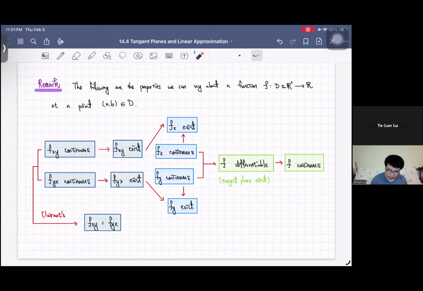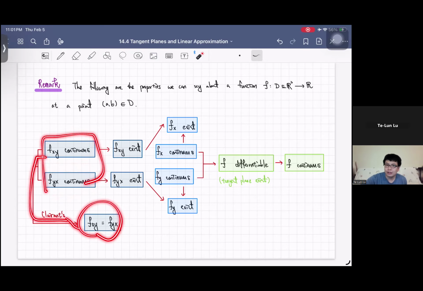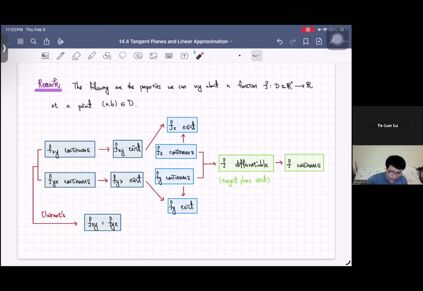Okay, so now let us see. We have a strong condition, which is that the second order partial derivatives are continuous. Then by Clairaut's theorem, that implies that those two are the same. That is in section 14.3, and the proof is in the supplement. Obviously continuity means they exist. That is direct, you have to first exist to discuss continuity. And obviously the second partial derivative has to exist so that the first partial derivative exists.